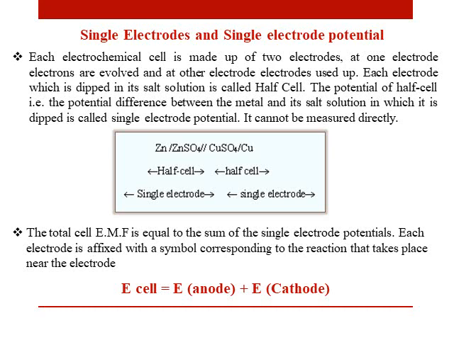In the previously studied case, zinc solid is in contact with zinc sulfate, separated by a copper sulfate aqueous solution and the copper. You can very clearly see the half cell on the left hand side as well as the half cell on the right hand side. Each constitutes a single electrode. The total cell EMF is equal to the sum of the single electrode potentials, and each electrode is fixed with a symbol corresponding to the reactions taking place.